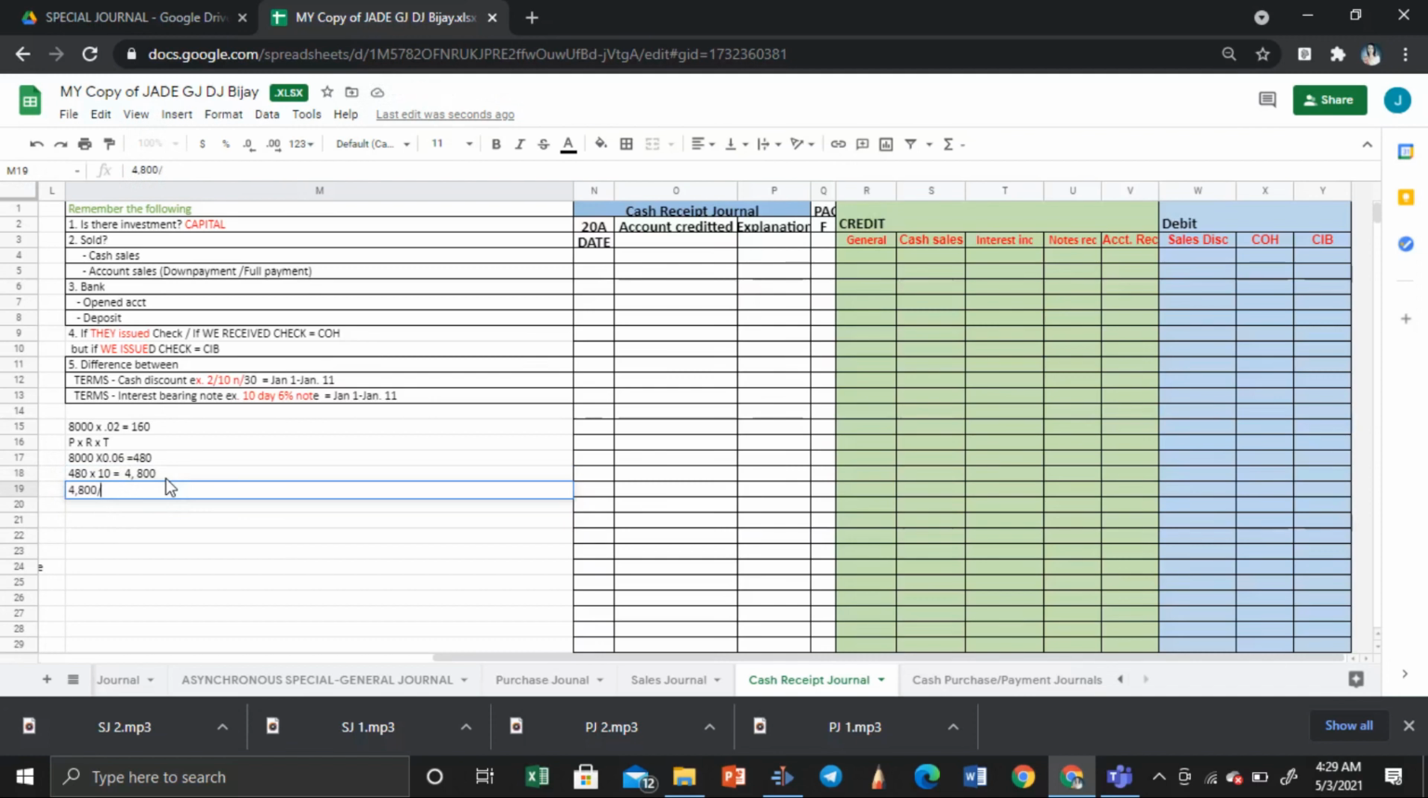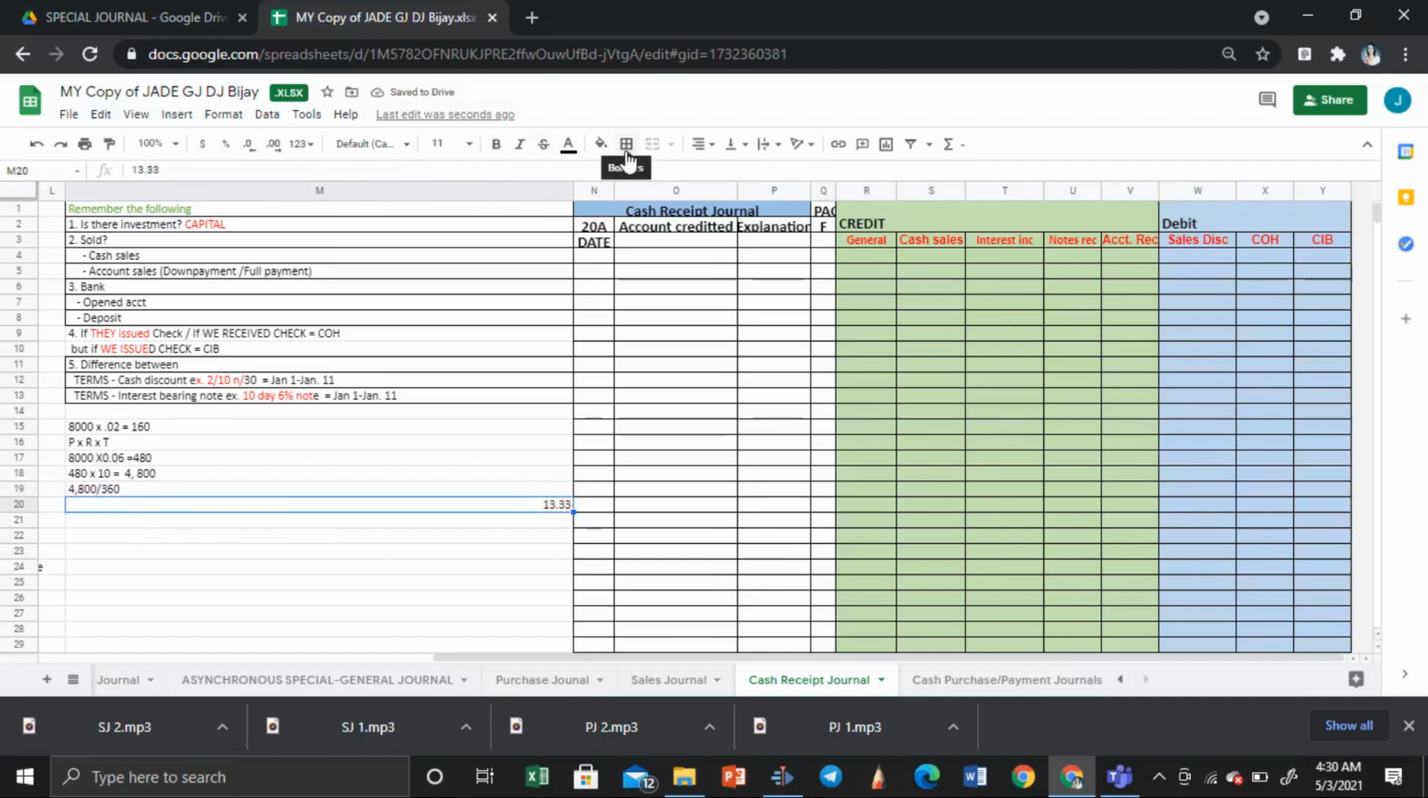Yung 4,800 na yun, i-divide mo yun ngayon sa 360. Saan nanggaling yung 360? Kasi, within 1 year, di ba, ang pinag-uusapan natin, yung 10 over 360, 10 is 10 days, and then yung 360 for a year. Divide natin sa 360, ilan ang makukuha natin? 13.33. So, ito yung answer.